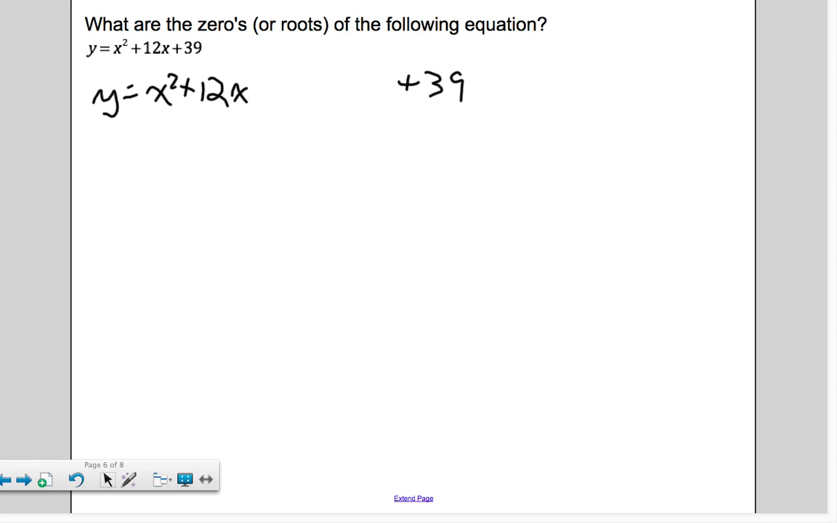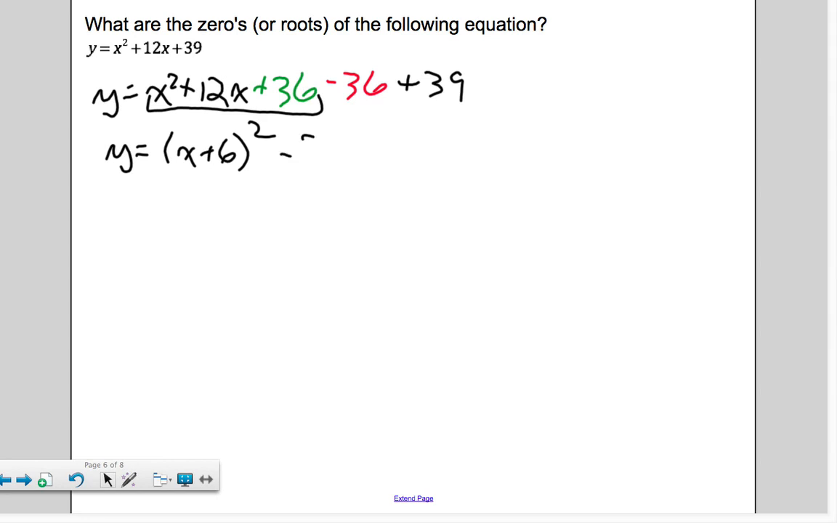Just leave it. First, let's complete the square. For x squared plus 12x, what value do I need to add? Plus 36. Yes, 12 divided by 2 is 6, squared is 36. I need to subtract 36 as well, right? So now here's my perfect square trinomial: x plus 6, quantity squared, minus 3.